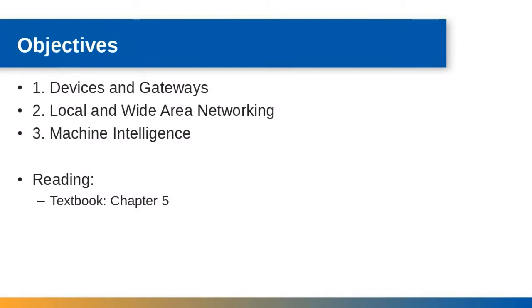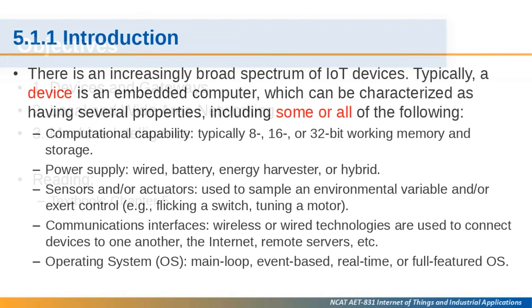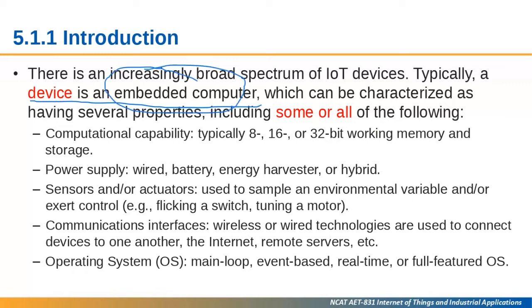Okay, I talked a lot here, so let's begin. First of all, we'll talk about the devices and gateway systems. We use the term device a lot during our daily life. Under the context of the Internet of Things, we consider a device to be an embedded computer. The keyword here is computer, and it has some properties.